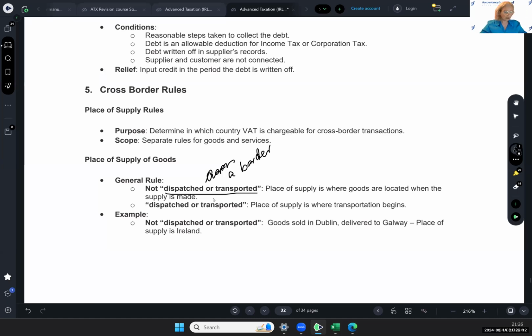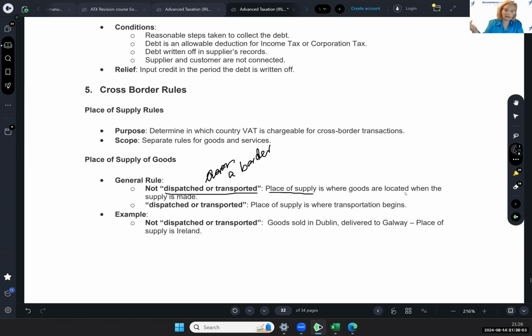All right. So when goods or services go across a border, and first we're going to start talking about goods, what we need to do is determine what's the place of supply, because the place of supply determines in what country VAT must be charged. So the general rule is that if goods are not dispatched or transported, so they do not cross a border, the place of supply, so that's telling you what country you must charge VAT in, is where the goods are located when the supply is made.